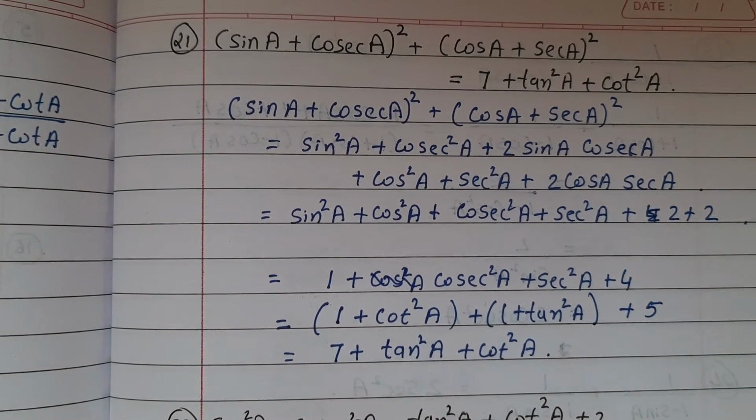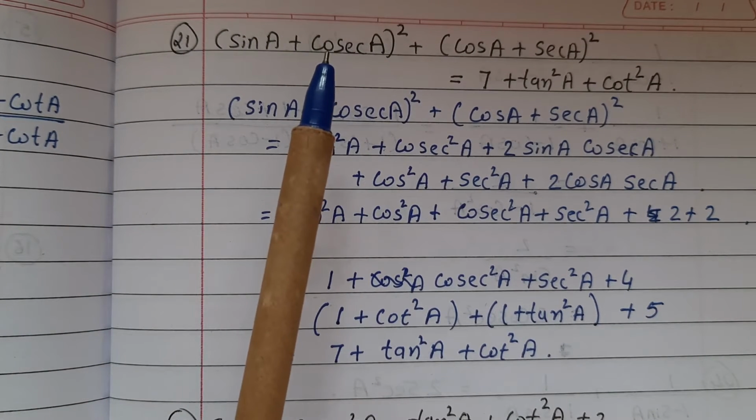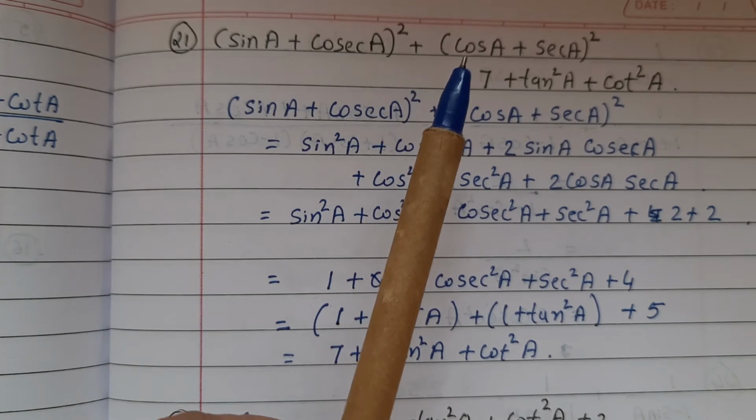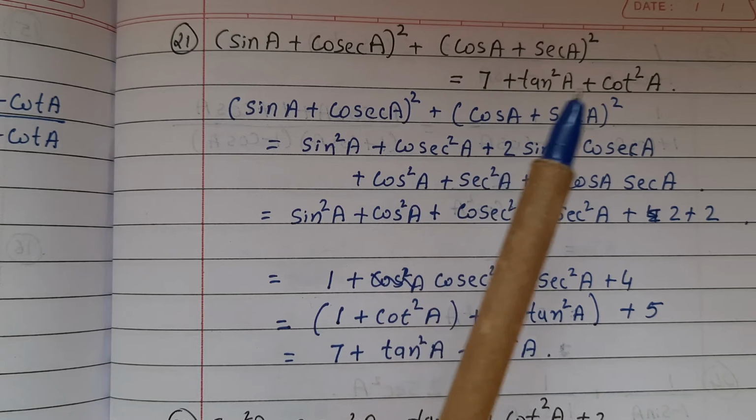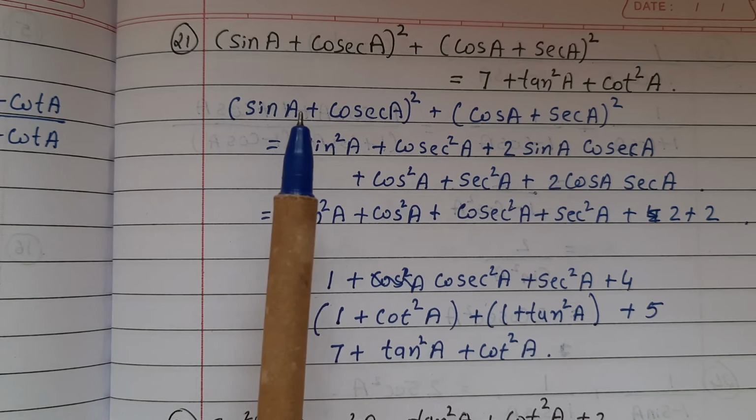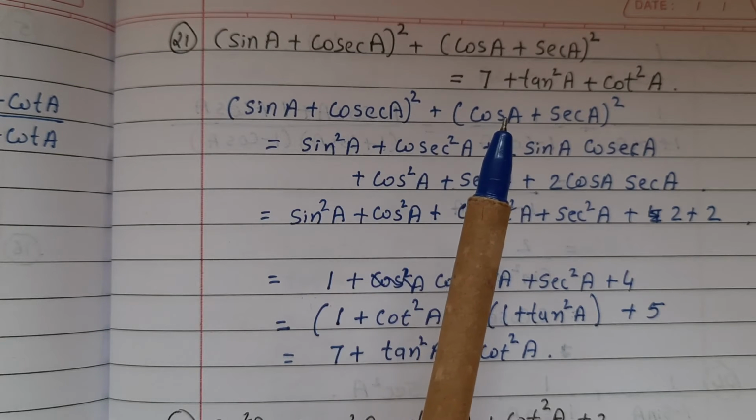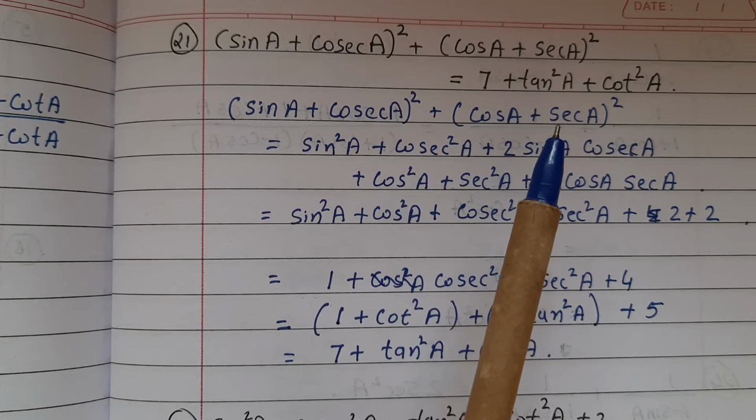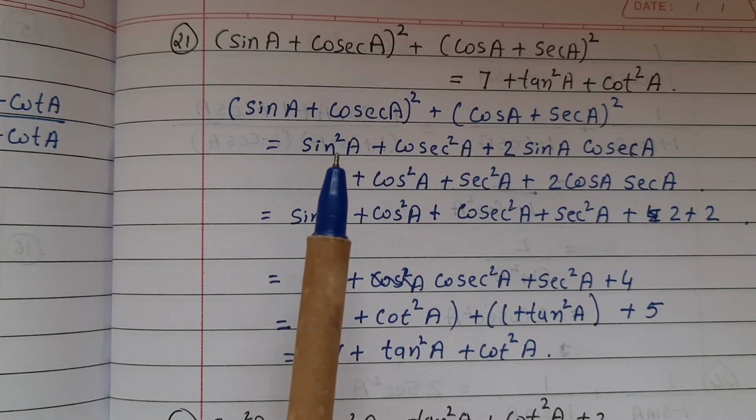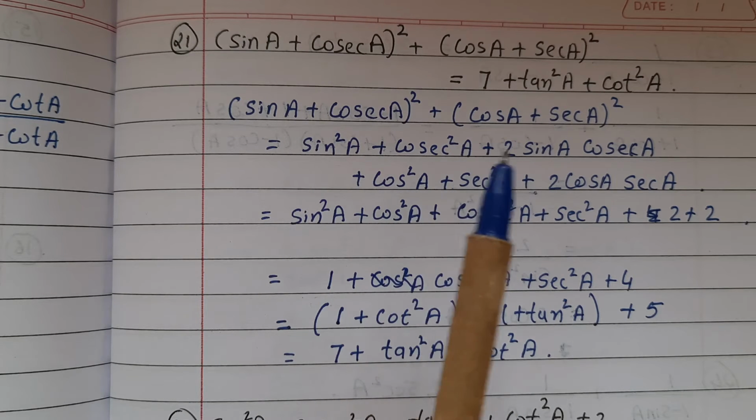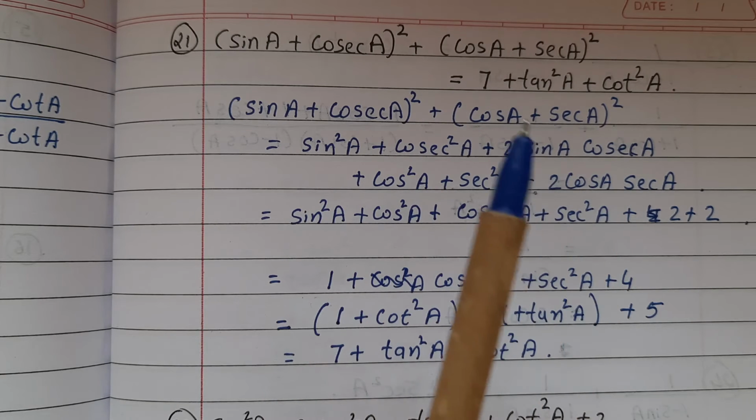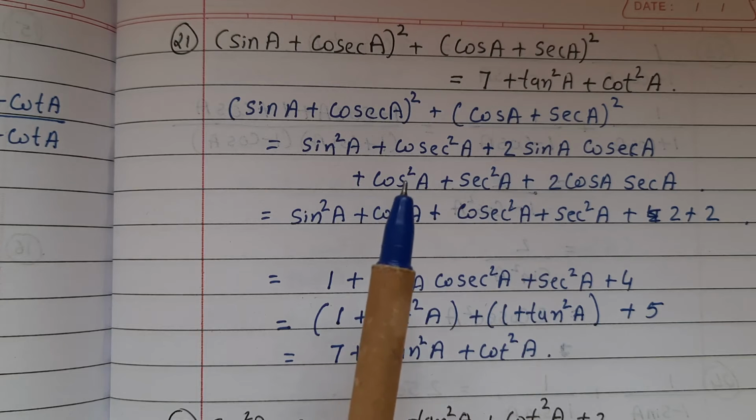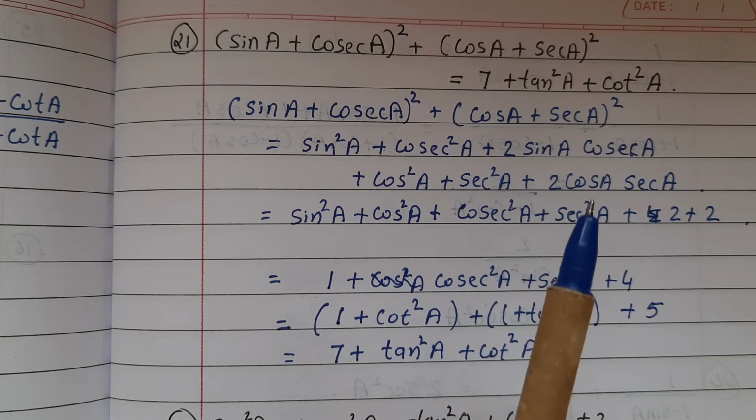Sum number 21. (Sin A plus cosec A) the whole square plus (cos A plus sec A) the whole square is equal to 7 plus tan square A plus cot square A. Left hand side is (sin A plus cosec A) the whole square plus (cos A plus sec A) the whole square. Open the bracket. Sin square A plus cosec square A plus 2 sin A cosec A, since (A plus B) square is A square plus B square plus 2AB. Same way for this bracket: cos square A plus sec square A plus 2 cos A sec A.